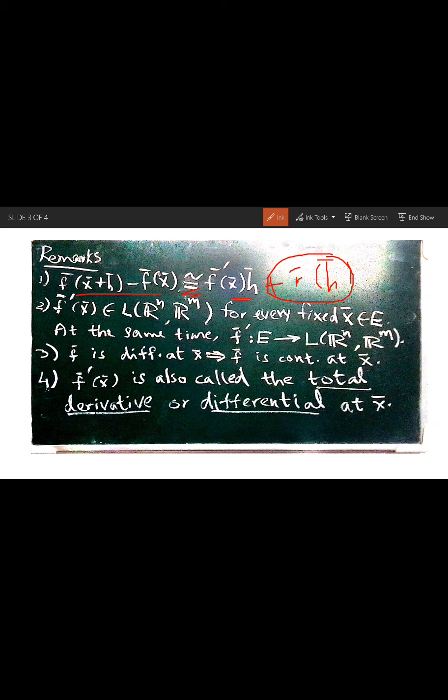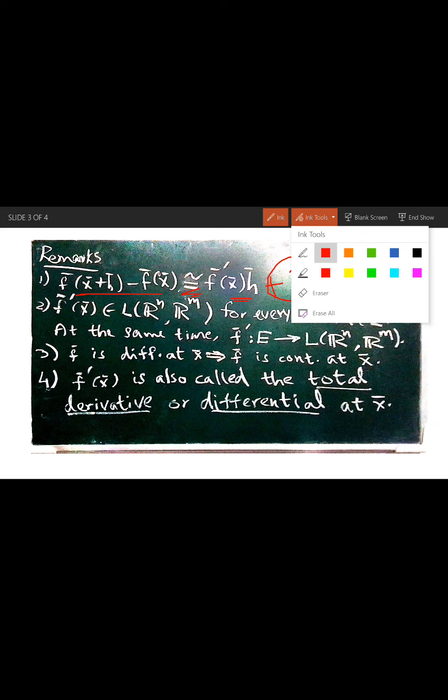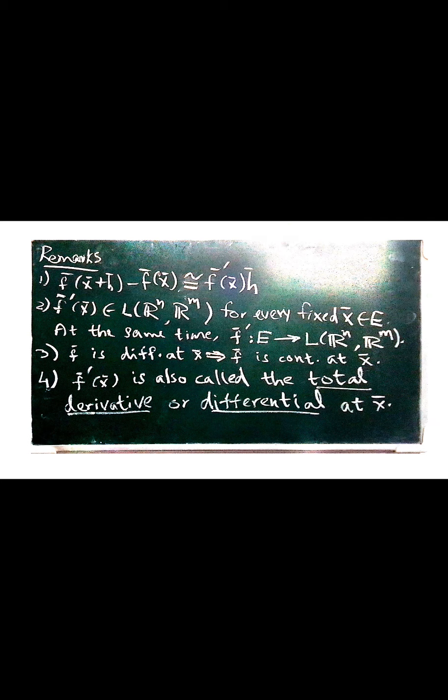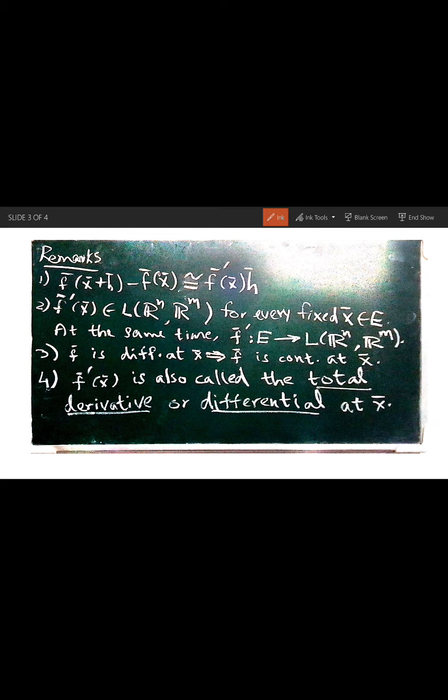That is the first remark. And secondly, f dash x is a linear transformation from Rn to Rm, and therefore it belongs to L of Rn comma Rm for every fixed x in E. So when you fix x in E, f dash x is a linear transformation from Rn to Rm.